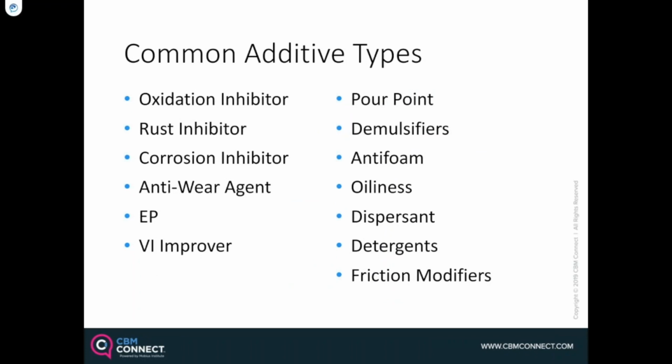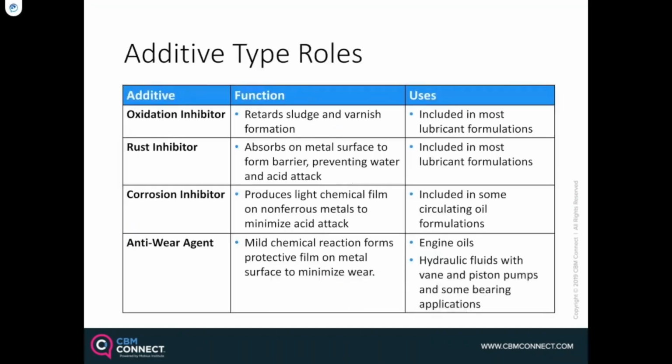These are a list of many of the different types of additives. We've gone over them. I think they're all pretty self-explanatory, so for the sake of time, we'll keep moving forward, because this slide talks about not just the additive, but what it does. So an oxidation inhibitor does exactly that. It just slows down the oxidation process. There are various types of chemistry that are used, and it's very common. It's used in most lubricant formulations.